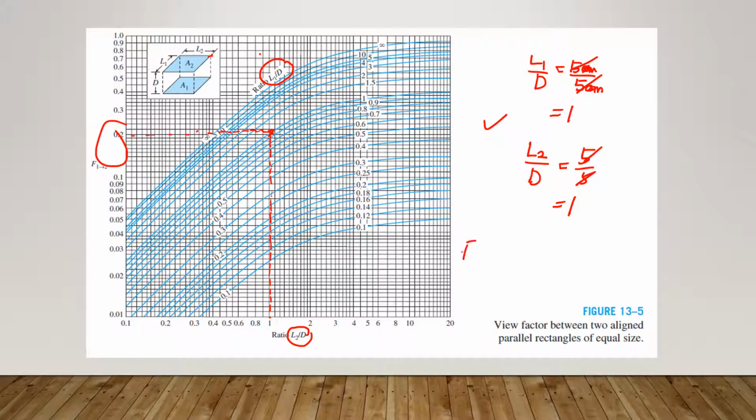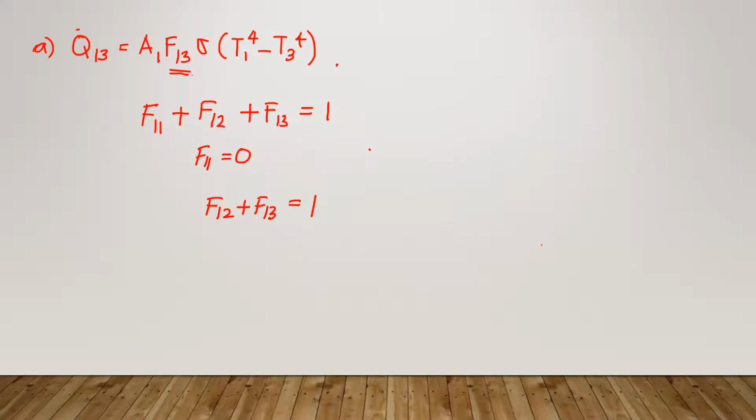So I get my F12 is 0.2. Okay, 0.2. So my F12 is 0.2, therefore F13 equals 1 minus 0.2. So you will get F13 is about 0.8. So after you get this, substitute the values inside this.